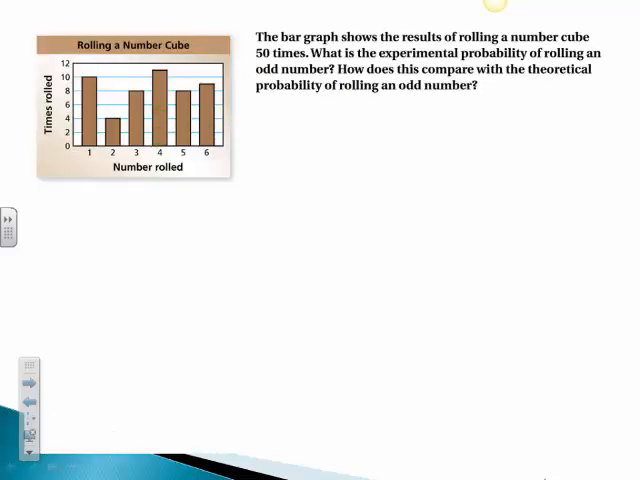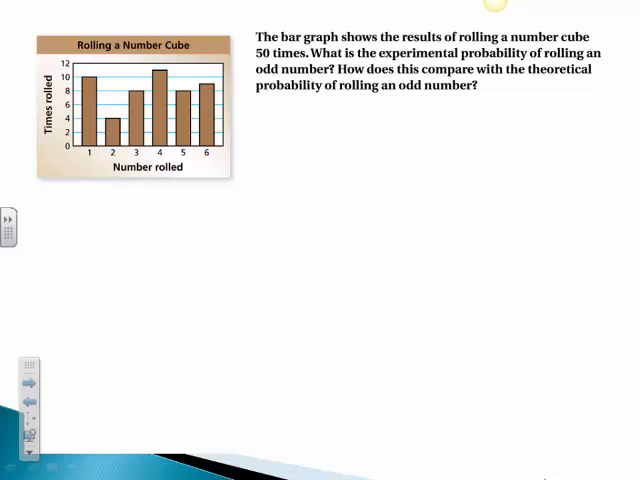All right, another example. Here we go. It says the bar graph shows the results of rolling a number cube 50 times. Remember, a number cube is a 6-sided dice, 1, 2, 3, 4, 5, 6, all right? And you roll it 50 times. What is the experimental probability of rolling an odd number? How does this compare with the theoretical probability?